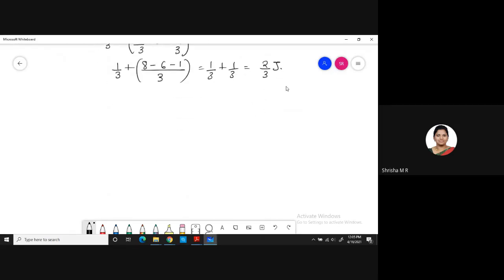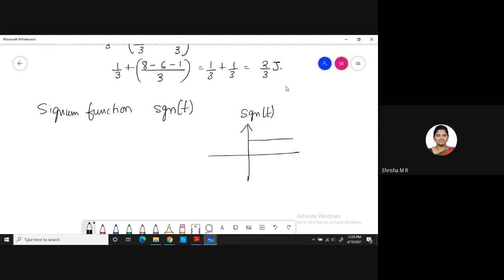We shall see that. The next one is the signum function. It is represented as SGN of t. It is 1 for t greater than 0, and it is -1 for t less than 0. At t equal to 0, it is 0. This is +1, this is -1, and this is the time axis.